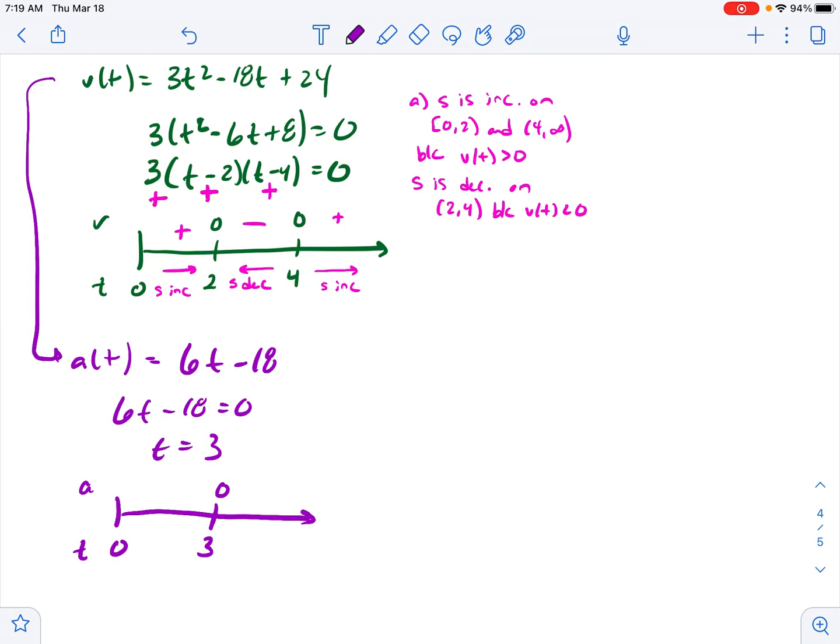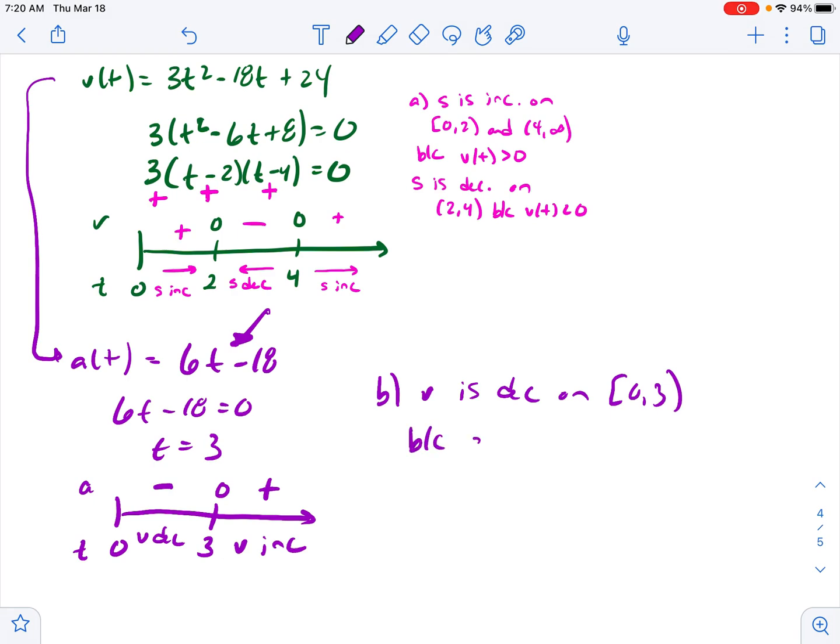Okay, plugging a number less than 3 into acceleration, that's going to be negative. So velocity is decreasing. Plugging a number bigger than 3 into acceleration is going to be positive. Velocity is increasing. So velocity is decreasing on (0, 3) because acceleration is negative. Velocity is increasing on (3, infinity) because acceleration is positive.